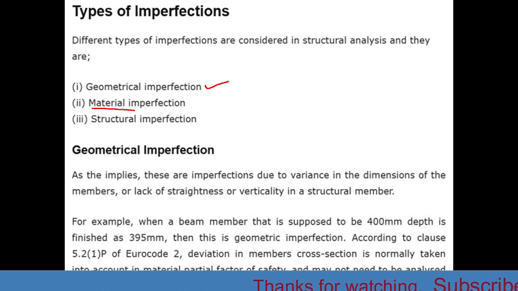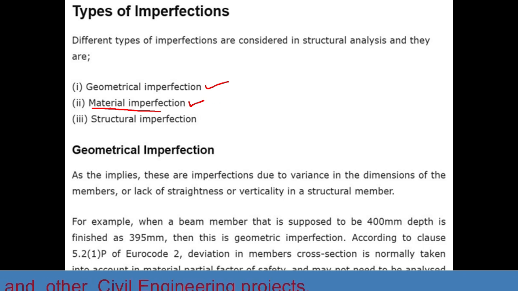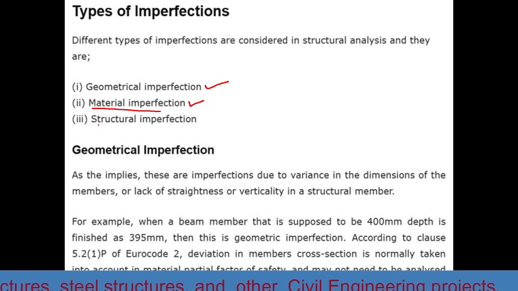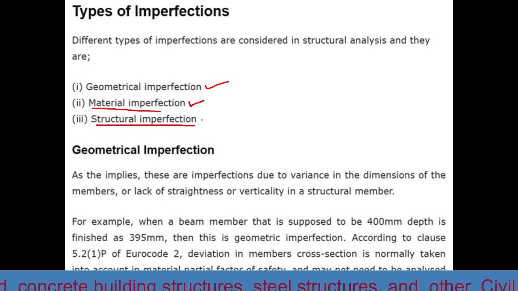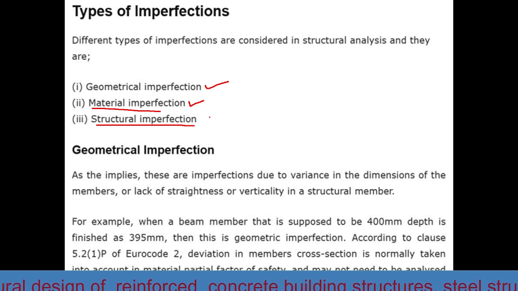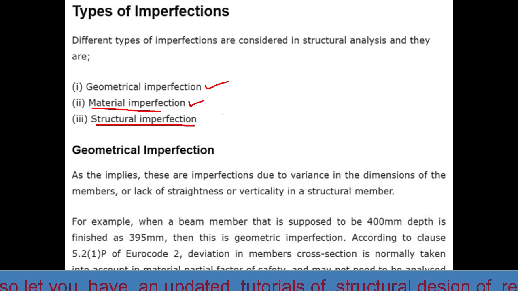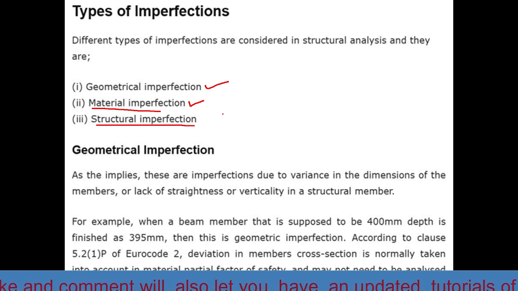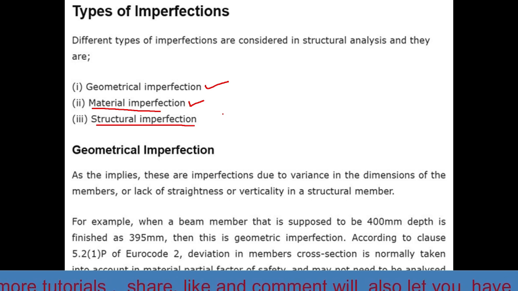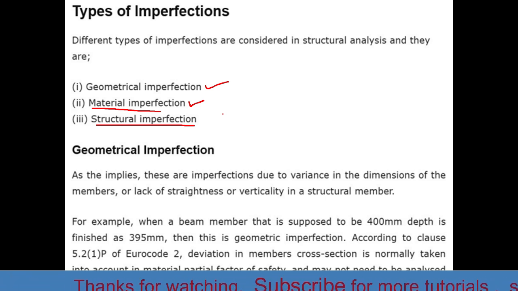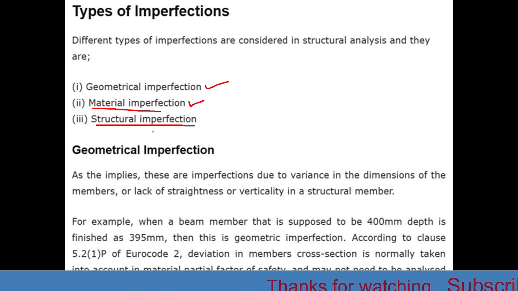And the second one is the material imperfection, which results in a change in the mechanical properties of the material. And the third one is the structural imperfection, which results from problems of eccentricity or plumbness, or the shifting of the supports. So we will see in detail one by one.